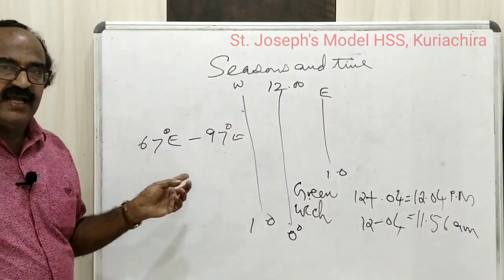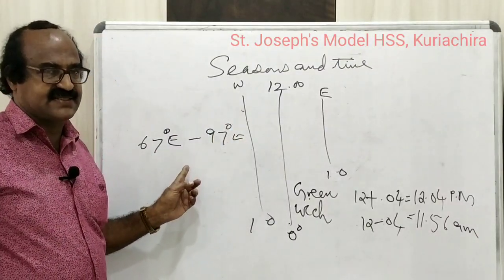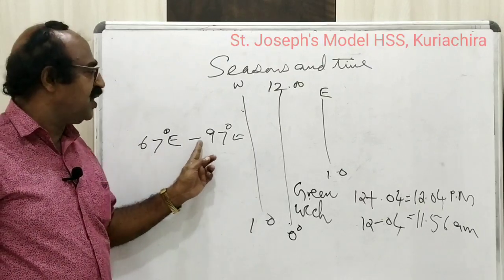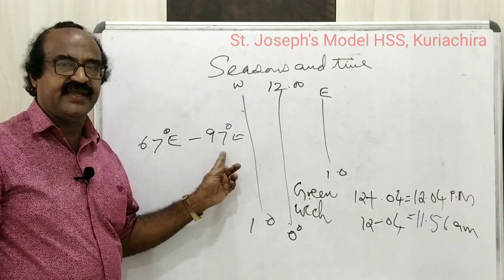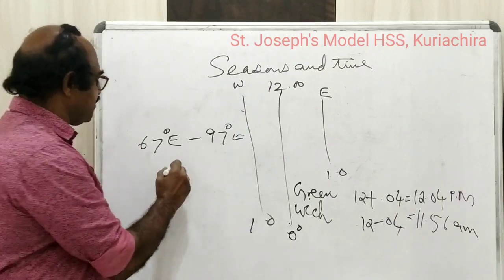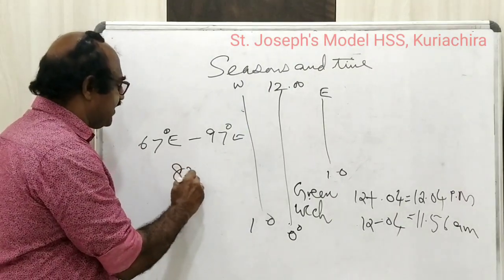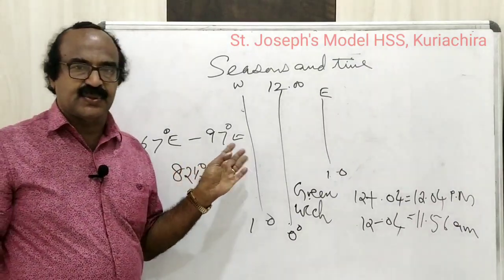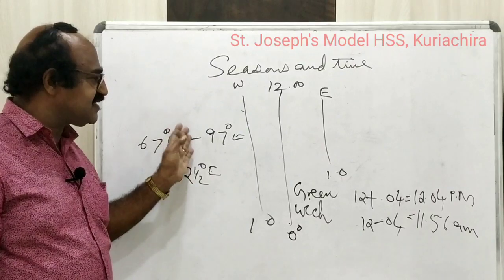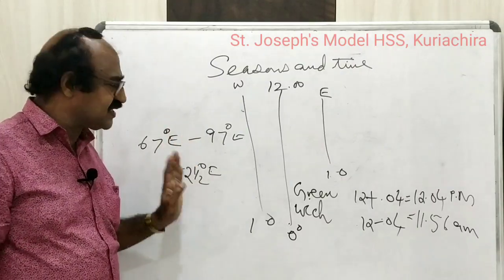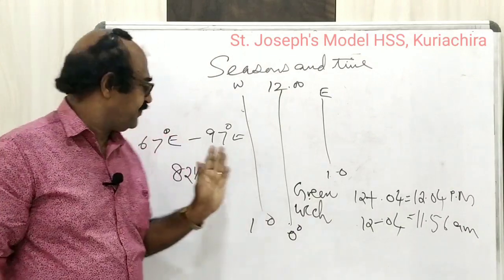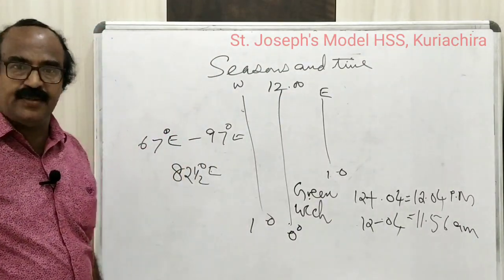The longitudinal extent of India is from 67 degree east to 97 degree east. The longitude 82.5 degree east, which passes through the middle of these longitudes, is considered as the standard meridian of India. Which is the standard meridian of India?